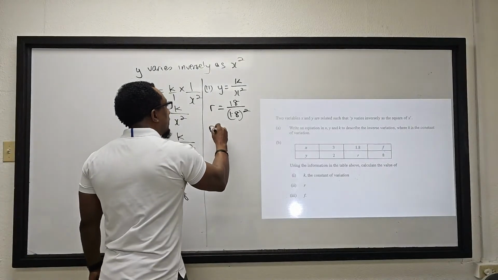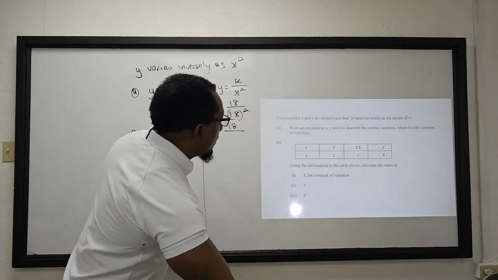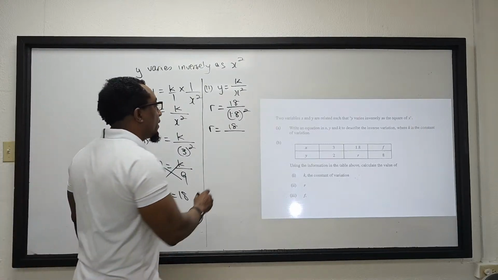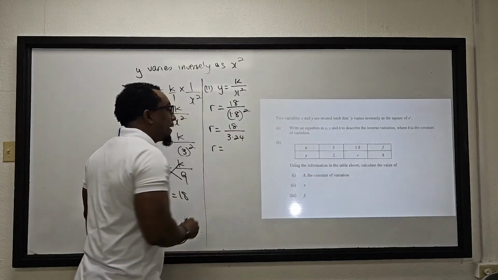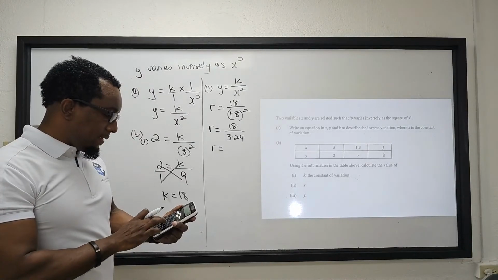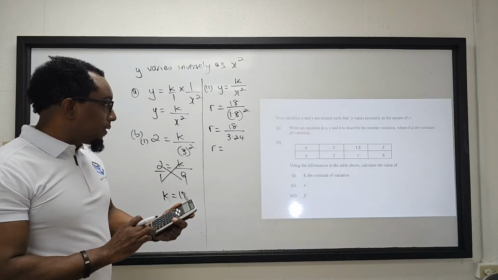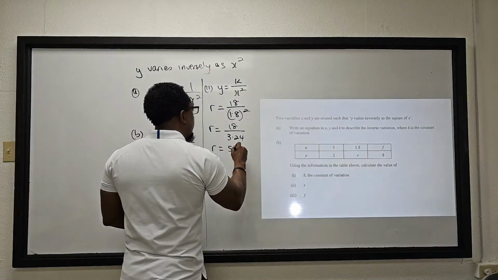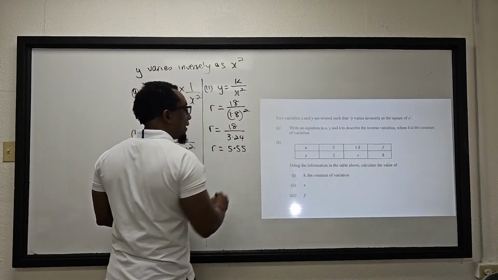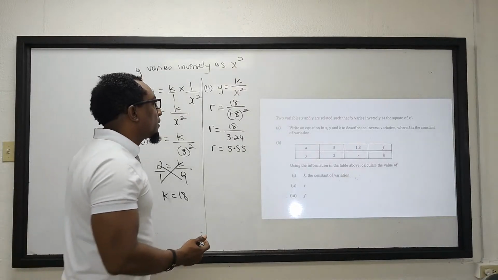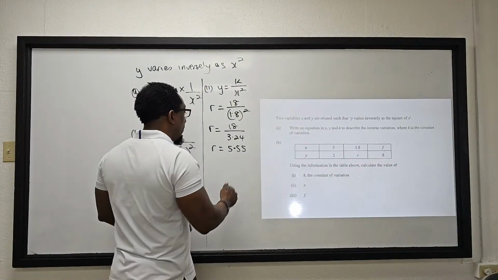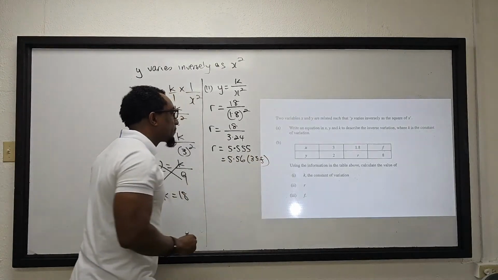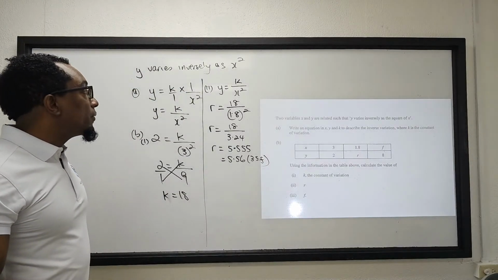So r is equal to 18 all over 1.8 squared. 1.8 by 1.8 will give us 3.24. And let's divide 18 by 3.24. Alright? So we're going to get r as 5.5 something, and I'll express it to 3 significant figures as 5.56. So that is the value of r.